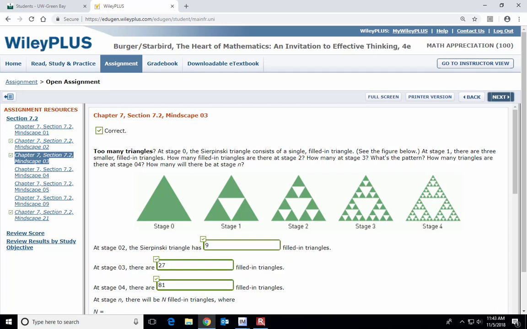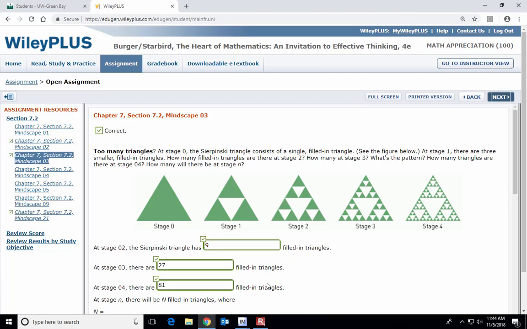Then you have to answer that for the nth stage. Did anybody see the pattern there and answer that? How many triangles at the nth stage? So what are we doing at each stage? What's the pattern? Multiply by 3. Good, multiply by 3. So you multiply by 3 each time, and we actually can do that in math, right? When you multiply by 3 over and over again, you use exponents.